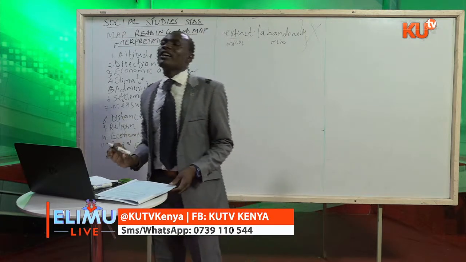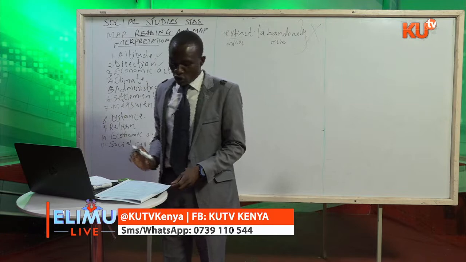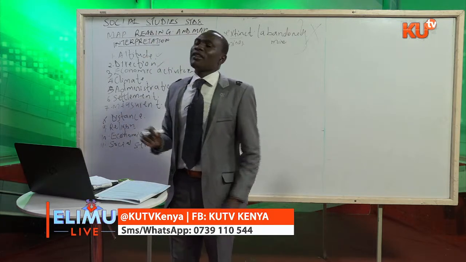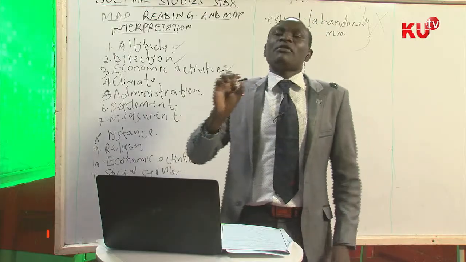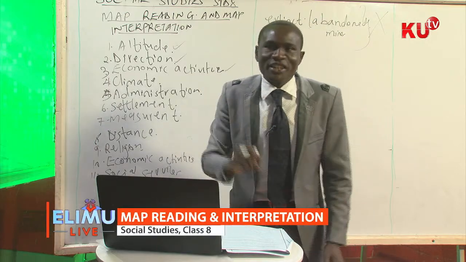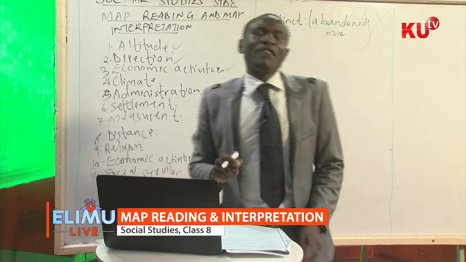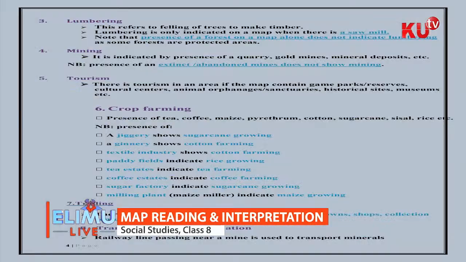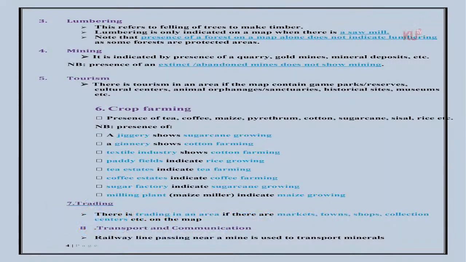Tourism is also an area that is commonly examined as an economic activity, and here there are also indicators on map work. What are some of the indicators that will show you that tourism is taking place? One, if you see game parks, game reserves, cultural centers, animal orphanages, sanctuaries and historic sites, museums, accommodation centers, and airstrips, those are indicators that show this is tourism.